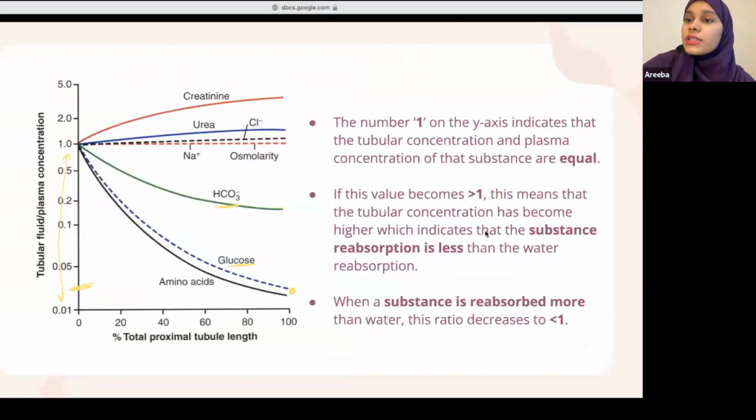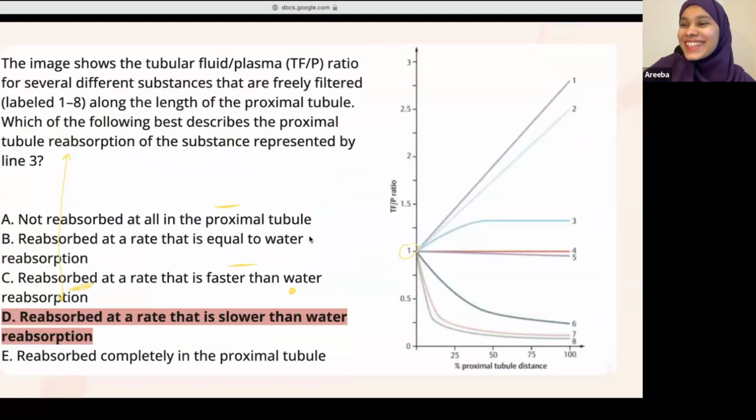So if this is 1, and can you go back? Thank you. If this is 1 and we come to this point, we see that this ratio corresponds to a value higher than 1. So this line indicates that this substance is being reabsorbed less than the water, so it's staying behind, and that's why the concentration in the tubule increases. Okay, is that clear?